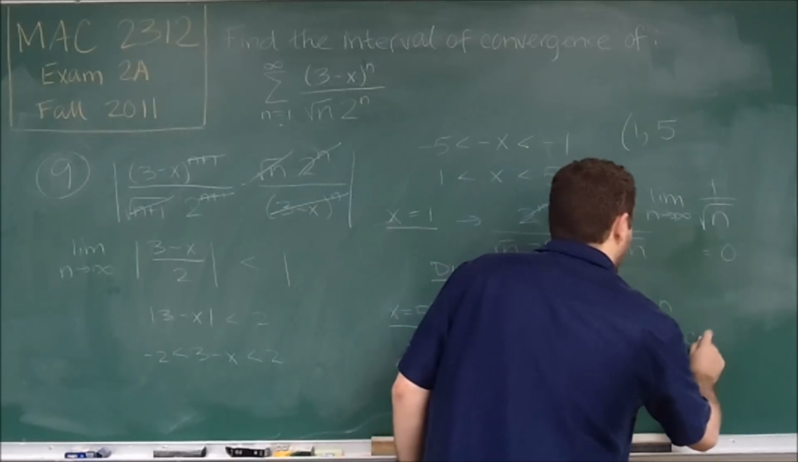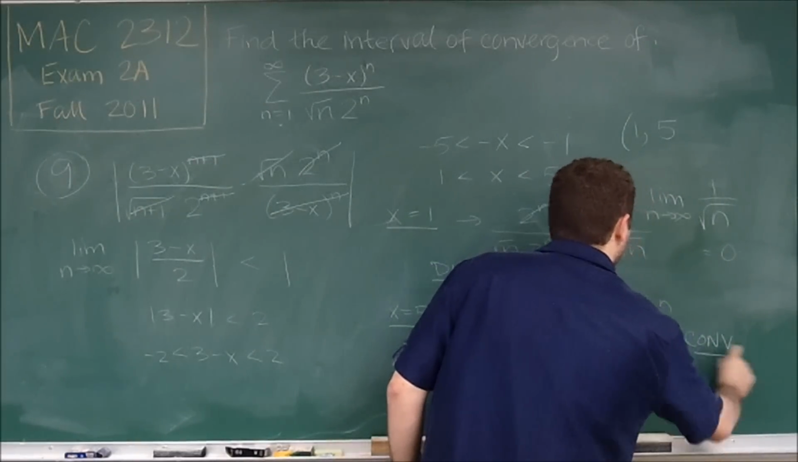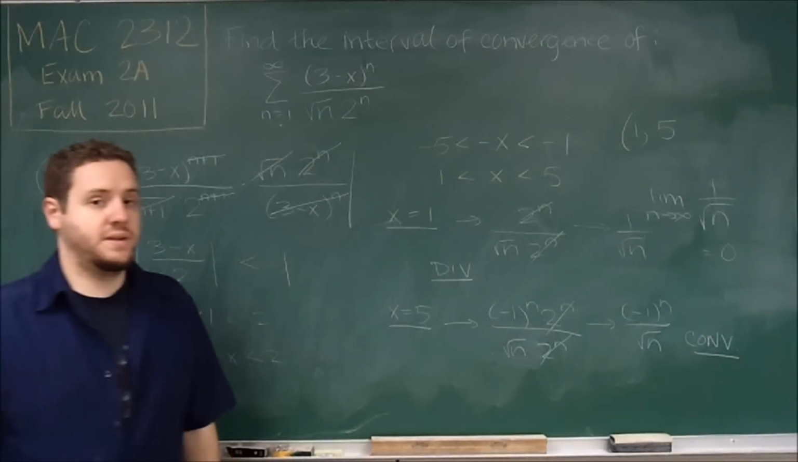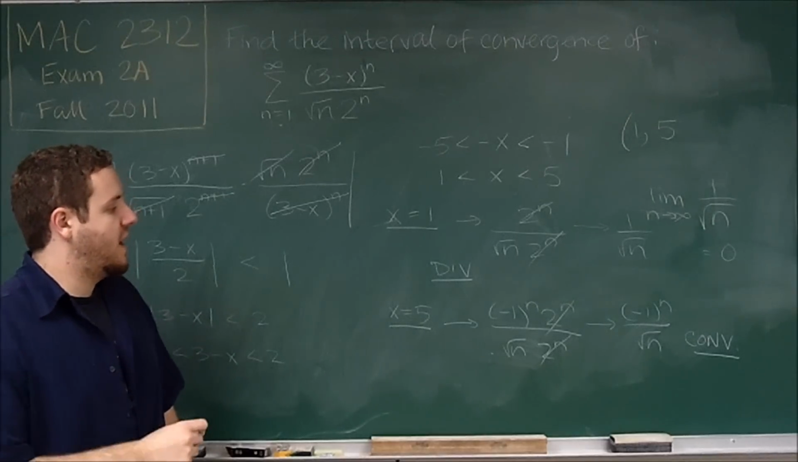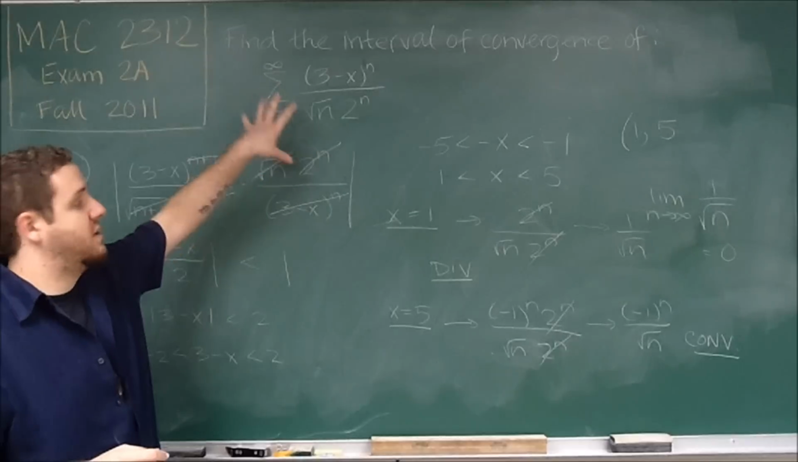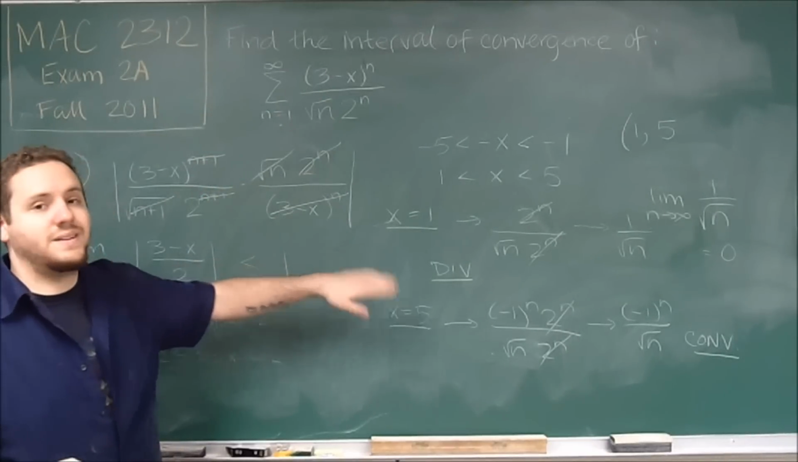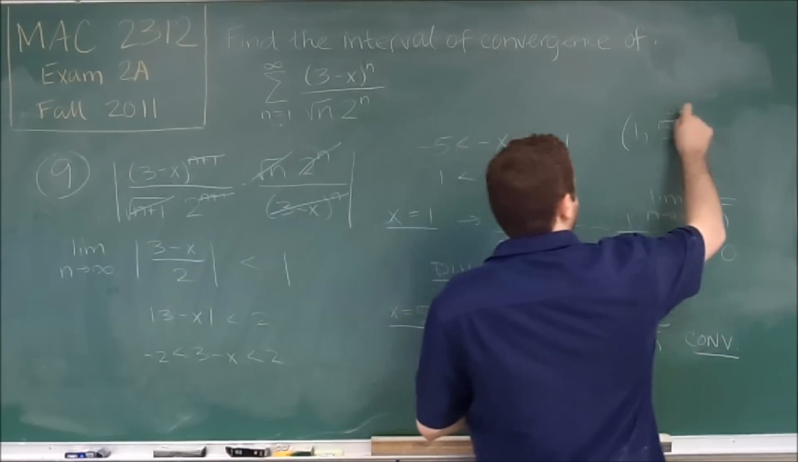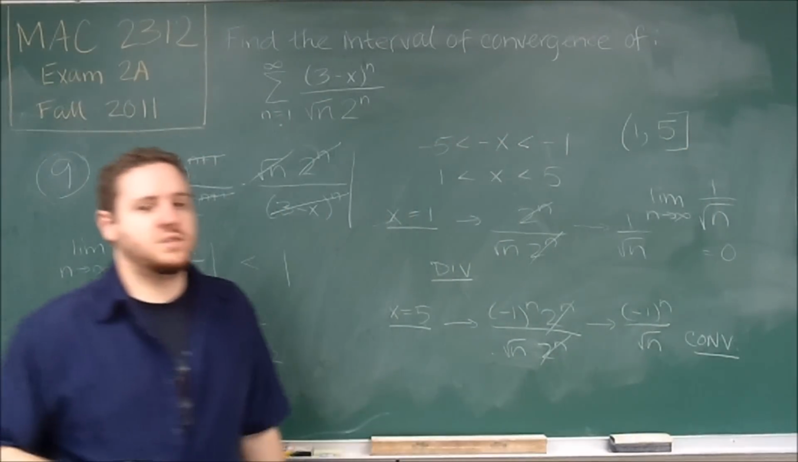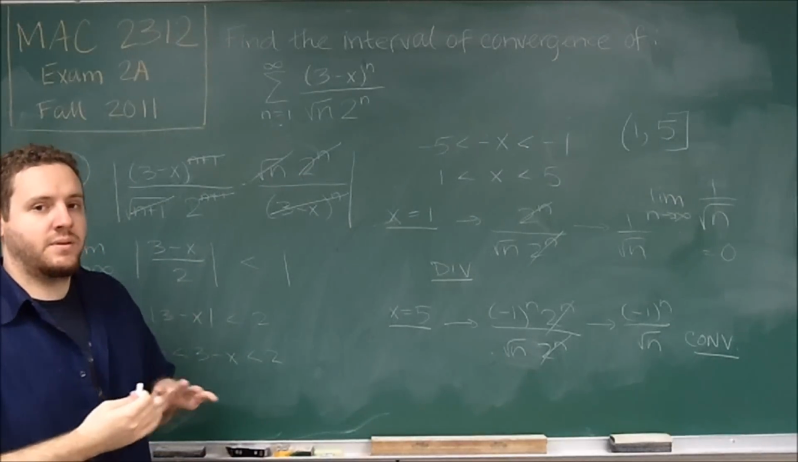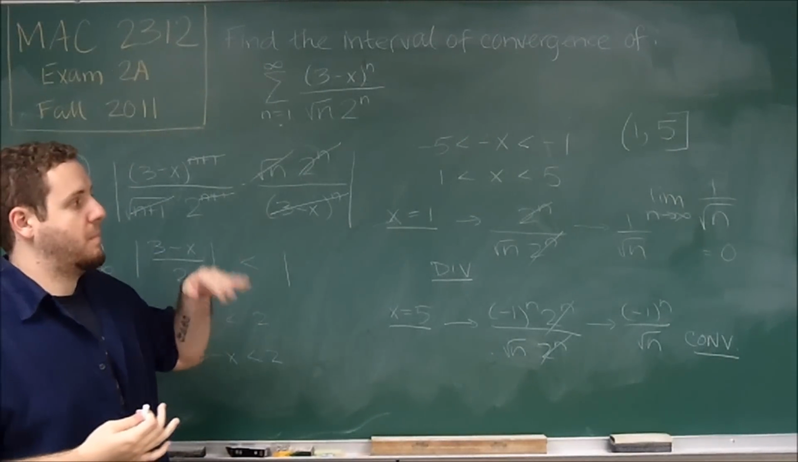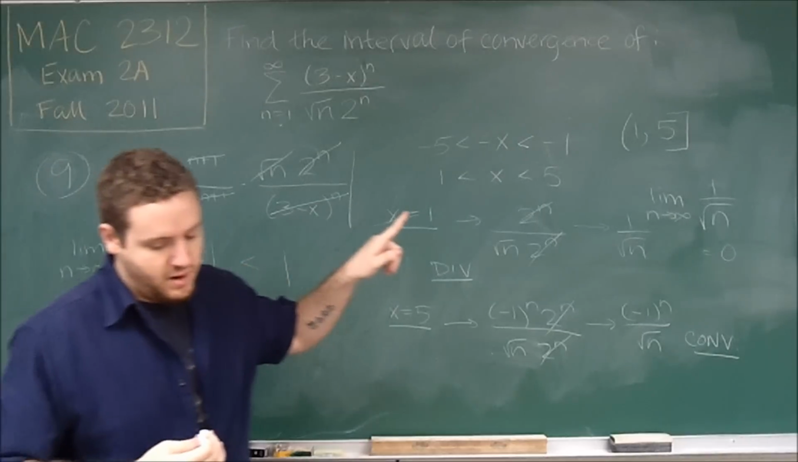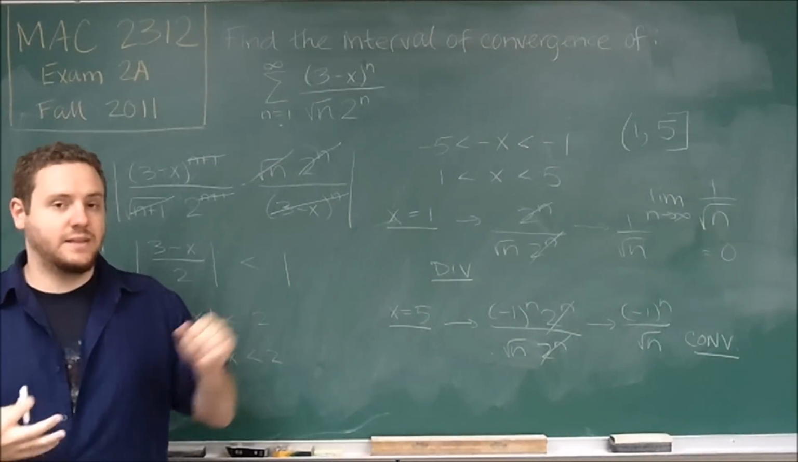Therefore, this one converges by the alternating series test. So when x equals 5, we have a convergent series. When x equals 1, we had a divergent series. So our interval of convergence is everything between 1 and 5, not including 1, but including 5. So we have our interval there, which on your test is answer choice E.